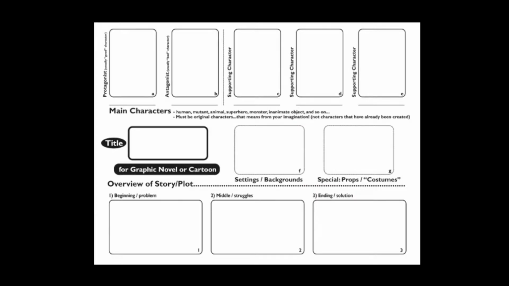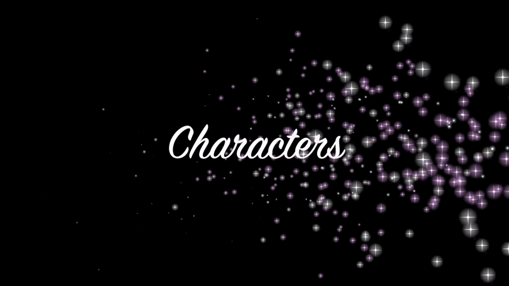Today we are going to create a visual outline for a graphic novel or cartoon. You may start creating your visual outline in any place on the handout. There are 5 parts of the outline that are essential. First is the main characters.